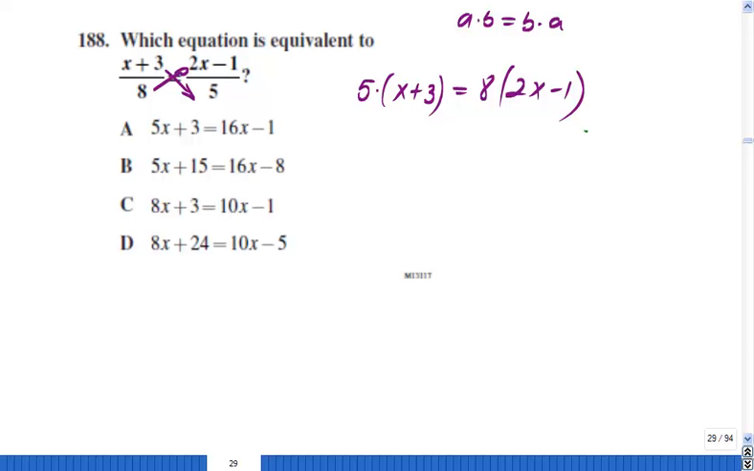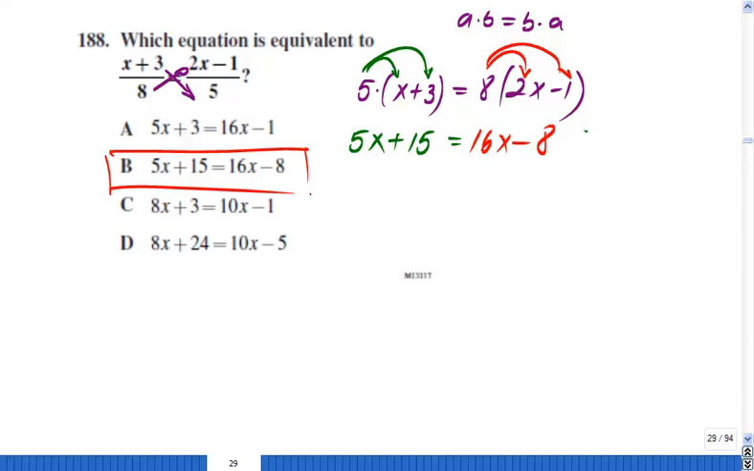Next step, distribute this 5 here to everything inside the parentheses. Would be 5 times x, 5x plus 5 times 3, 15, equals, same story here, 8 goes to 2x and 8 goes to negative 1. I have 8 times 2x, 16x, minus 8 times 1, 8. Okay? Is there anything else we have to do? I don't think so, because it seems to be option B. Okay, these are simple problems.